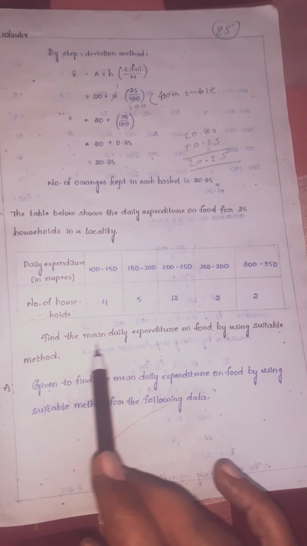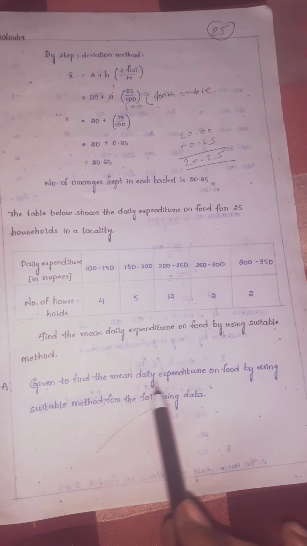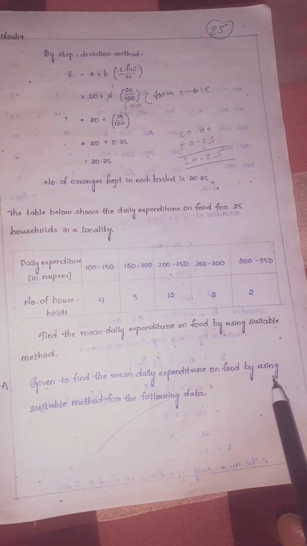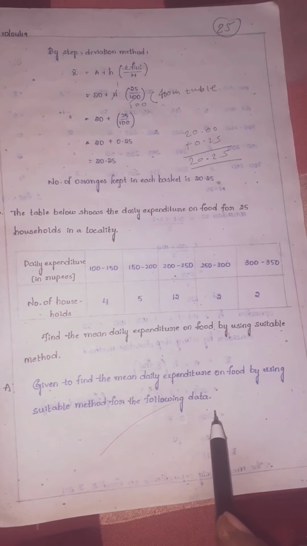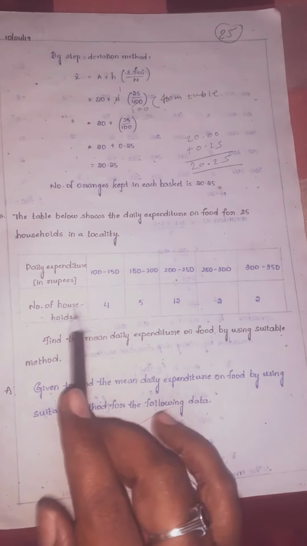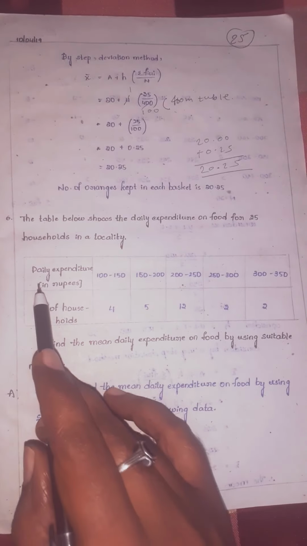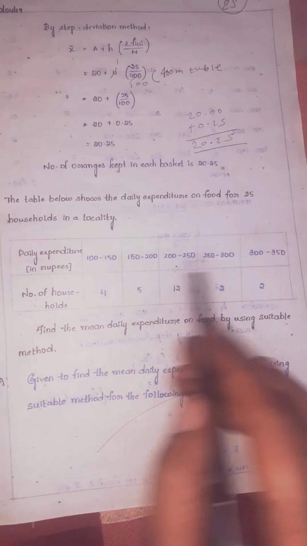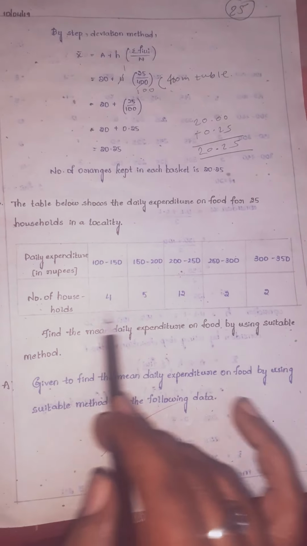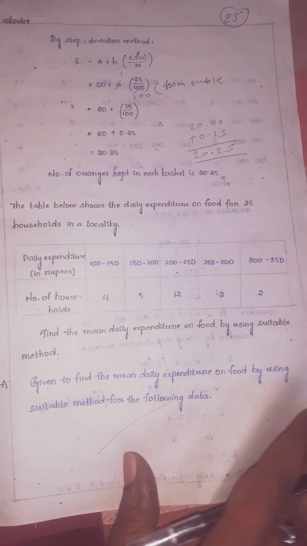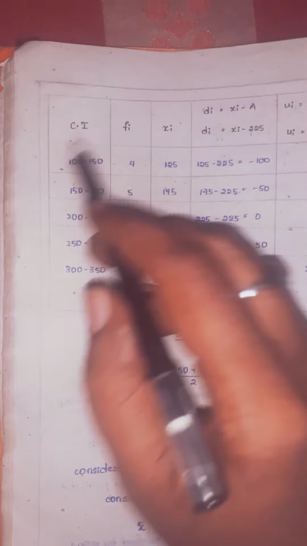So here what is the key point, children? Mean. So we have to find the mean daily expenditure on food by using a suitable method for the following data. Whatever is given, children, this first row will become the first column, the class intervals, and this number of households, second row, will become the frequencies, second column. So this is first of all grouped data, children.